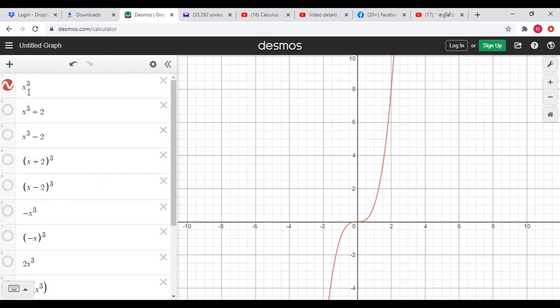Now, x cube, pay attention to this graph. Now, if you replace this x with x plus 2, you get x plus 2 whole thing cubed, this fourth graph, this one. Notice if it is x plus 2, it shifts to the negative direction, right? Therefore, we may expect if it is x minus 2, it shifts to the positive direction or to the right. See, it shifted to the right.